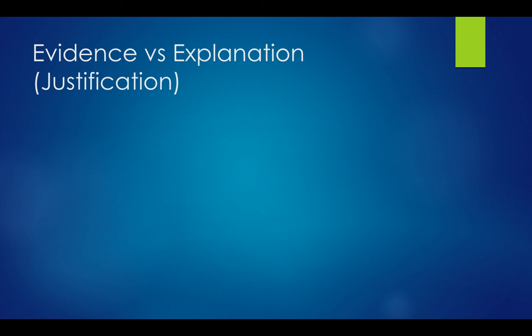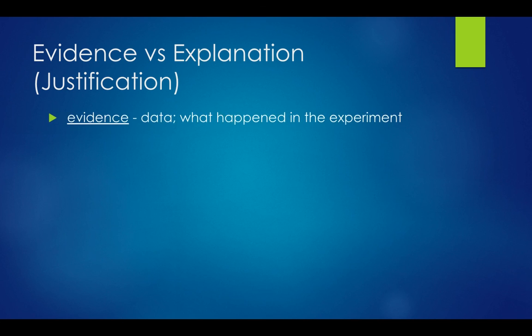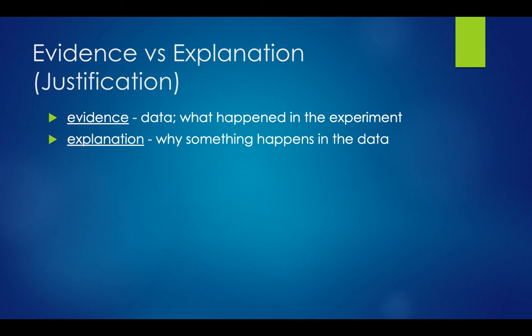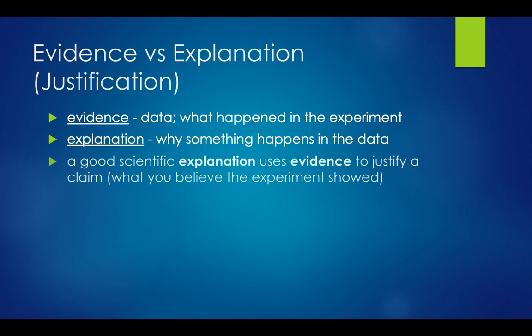Okay, let's talk about evidence versus explanation. So this is a justification of what we're looking at. Evidence is the data. It's what happened in the experiment. It's what we collected. It's what we found. Explanation describes why something happened. Why did we see that data? Why did those conclusions come true?